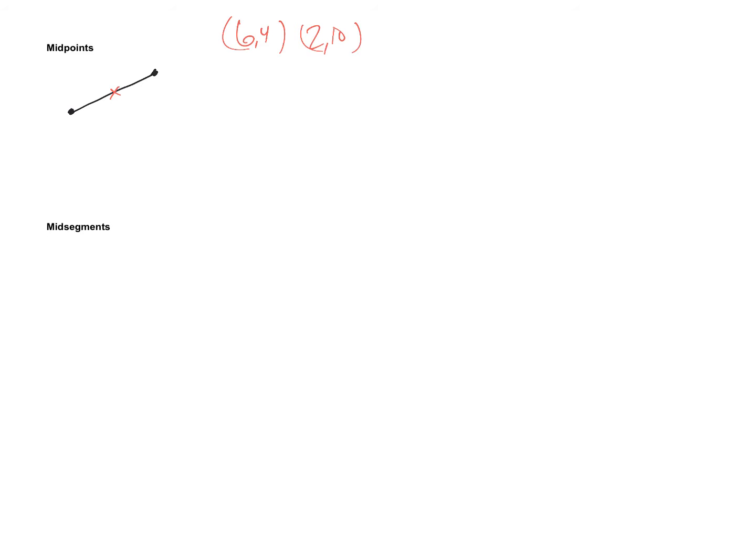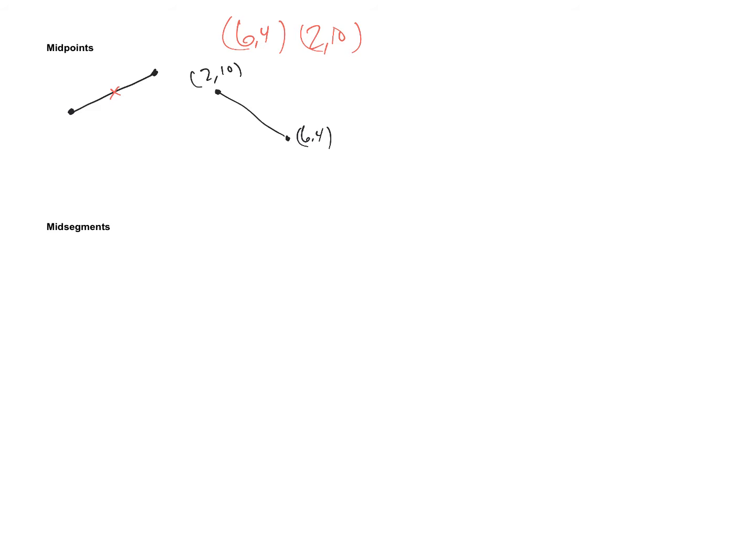There's 2 big ways of going about this. The first way is very algebraically. First I'm going to sketch these 2 points. I have 2, 10 in the top left, so to speak, and then 6, 4 would be down here. So we have these 2 points, and we are trying to see where that middle point would be.